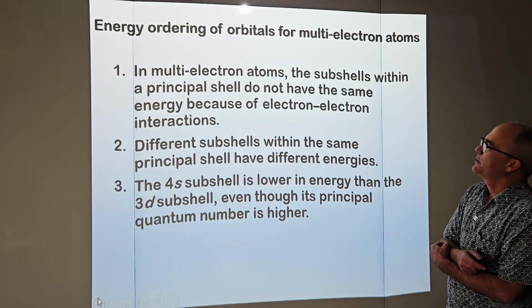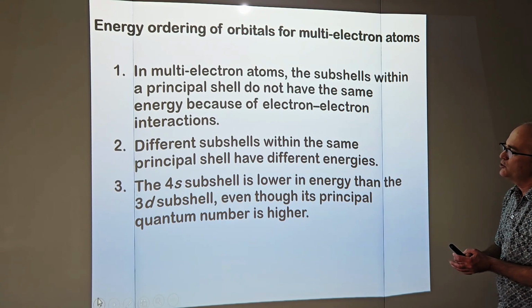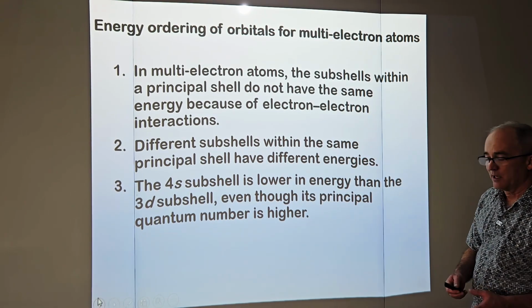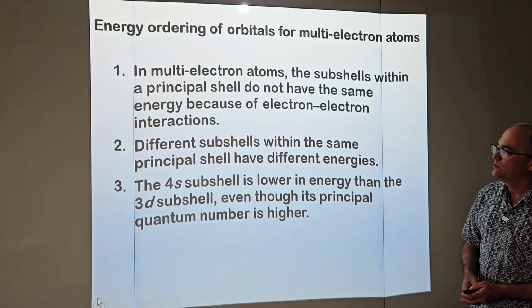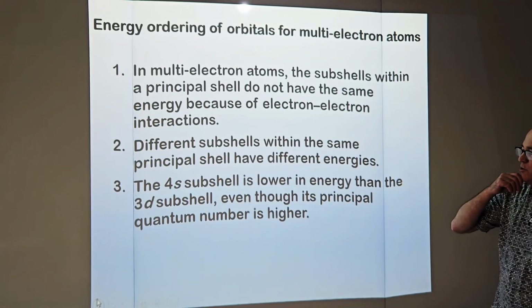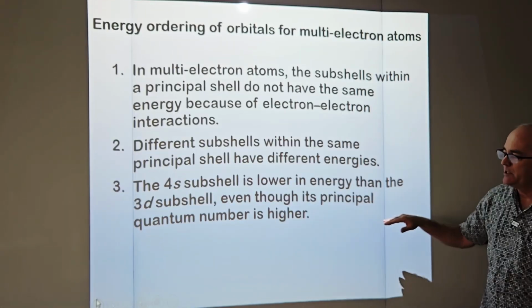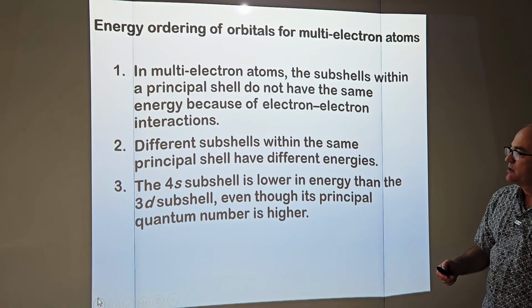In multi-electron atoms, the subshells within a principal shell do not have the same energy because of electron interactions. And it turns out electrons shield other electrons from the positive charge of the nucleus. Different subshells within the same principal shell have different energies. The 4s subshell is lower in energy than the 3d subshell, even though its principal quantum number is higher.